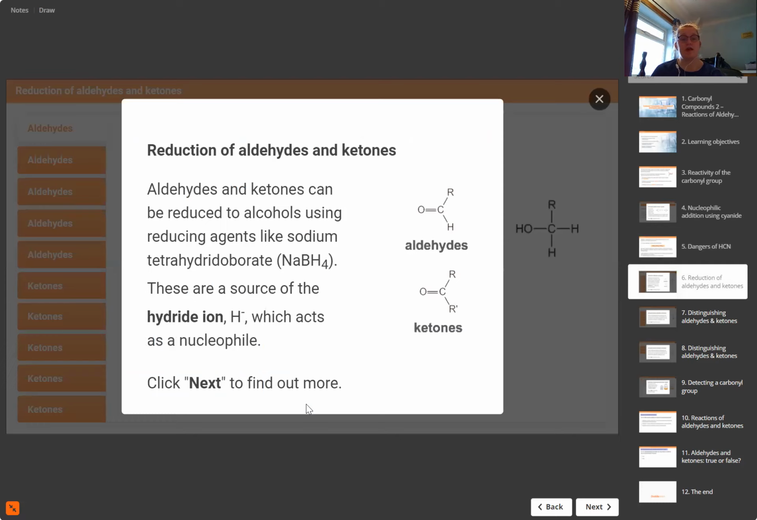Now, reduction of aldehydes and ketones. As we've said, we can reduce these back to alcohols, and we can oxidize alcohols to aldehydes and ketones. We can do the reduction using reducing agents like sodium tetrahydroborate, which are a source of the hydride ion that will come in and act as a nucleophile.